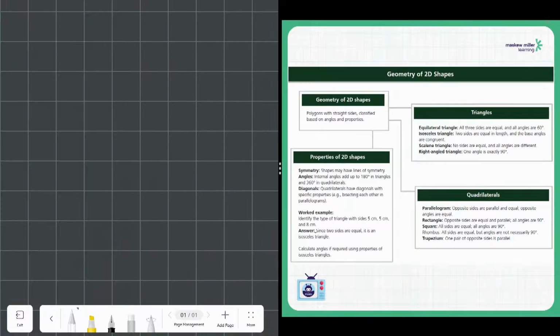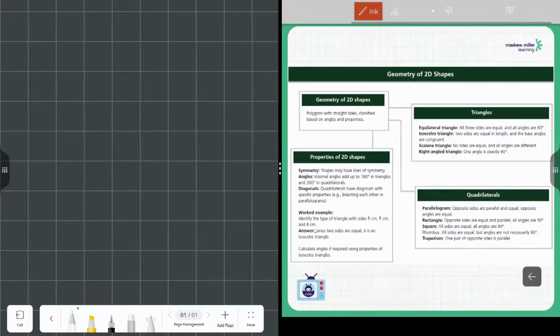Then we have quadrilateral, which is a 4-sided figure. It's a figure that has 4 lines joined together. The vertices, which are their angles, are going to add up to 360 degrees. So that is what you guys need to know as properties.